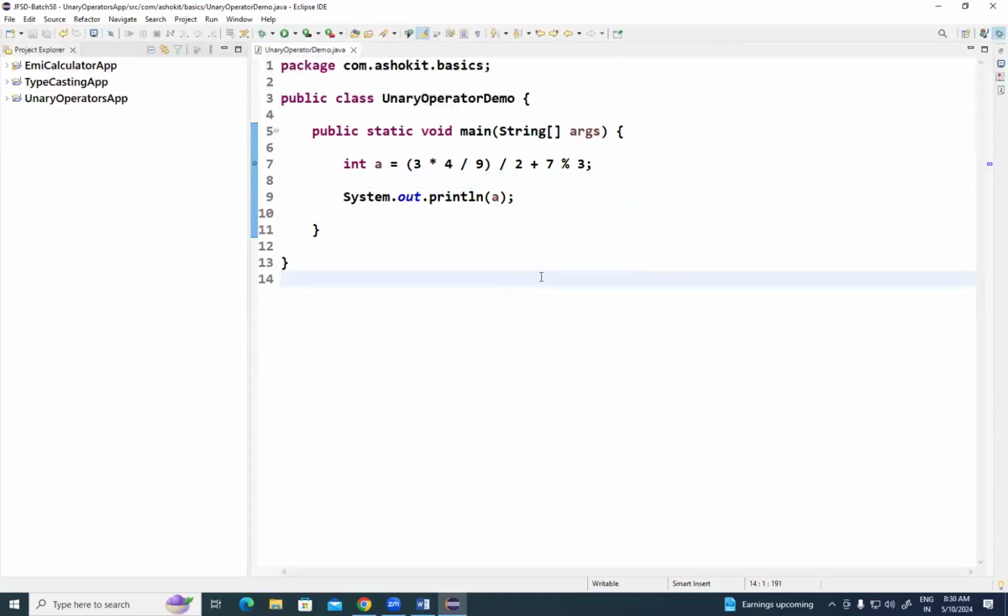Am I clear now? Everybody, are you getting how the operators are evaluated? What is the precedence of operators? Folks, am I clear to all of you? Online folks, am I clear to all of you?